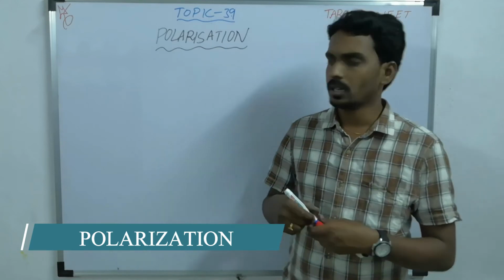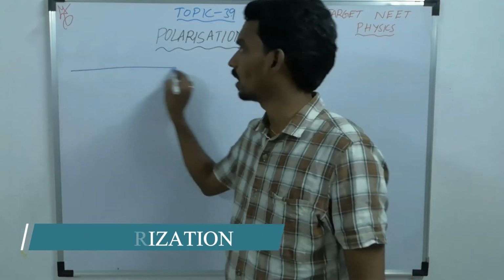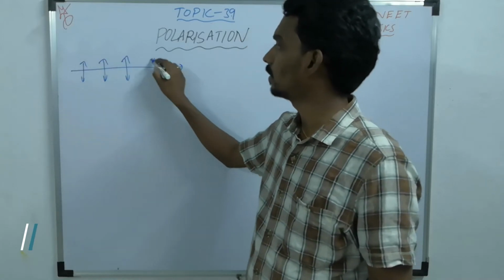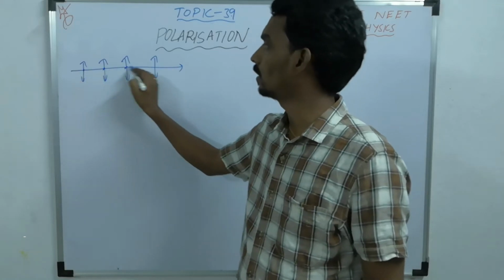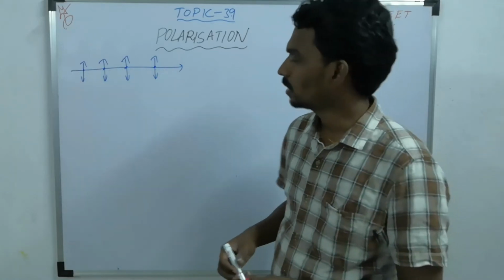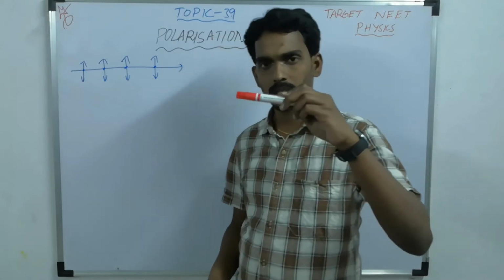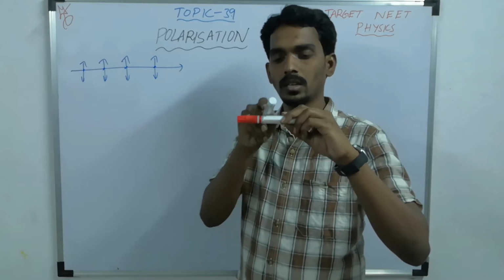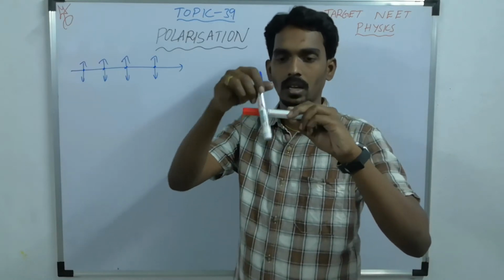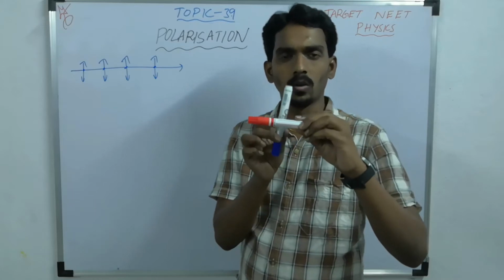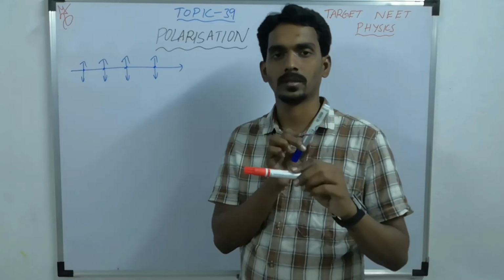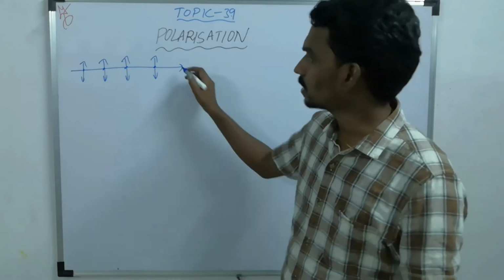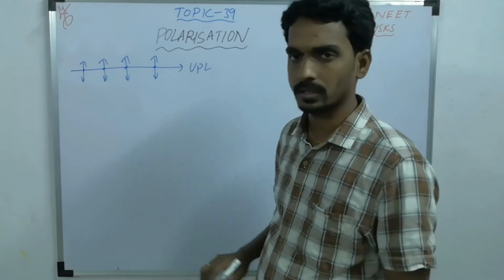Now, an unpolarized light we represent in this manner. It represents that, if this is the direction of propagation, the electric field vector can be in any of these directions. The only condition is that it is perpendicular to the direction of propagation. So it can be in any of the possible directions. Such light is unpolarized light.